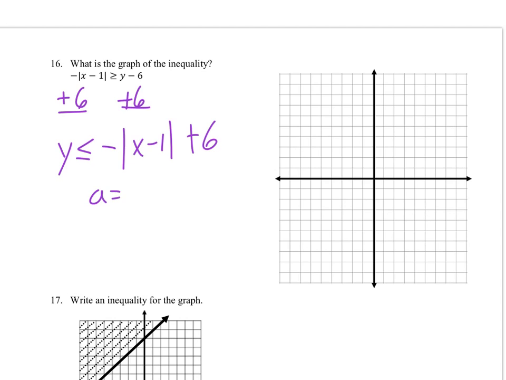So my a value is -1, h is a +1, and k is a +6. So my vertex would be at 1, 6. So that would be here. And it would go down 1, right 1 as we go to the right, down 1, left 1 as we go to the left. This would be a solid line.